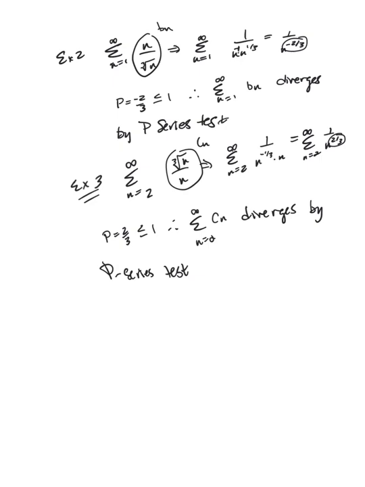Okay, in example 3, we have the series n equals 2 to infinity, because it can start anywhere. The bottom index doesn't matter, guys. So, then we have the cube root of n over n. So I put the cube root in the denominator, so it becomes n to the negative 1/3. I use product of powers, and I get n to the 2/3 in the denominator. 2/3 is less than or equal to 1. Therefore, the series c sub n from n equals 2 to infinity diverges by the P-series test.